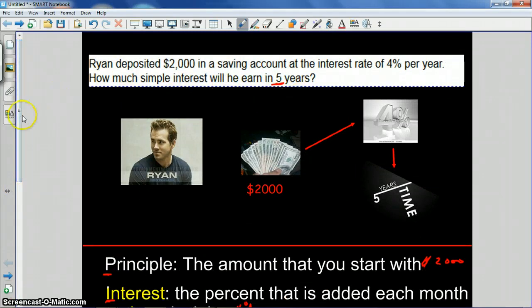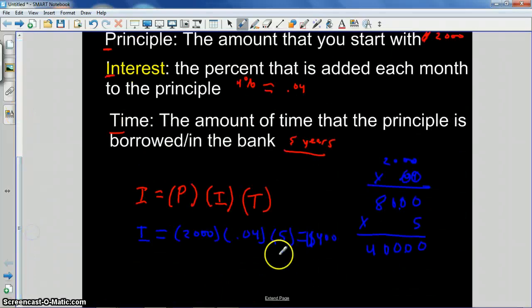How much simple interest will he earn in 5 years? So we are done at this point. He earns $400.